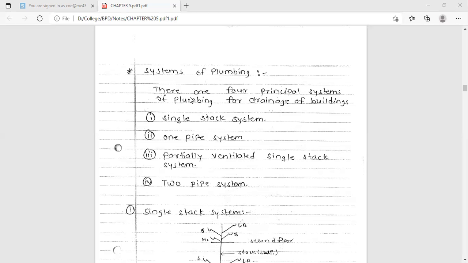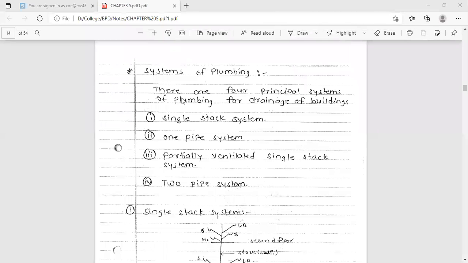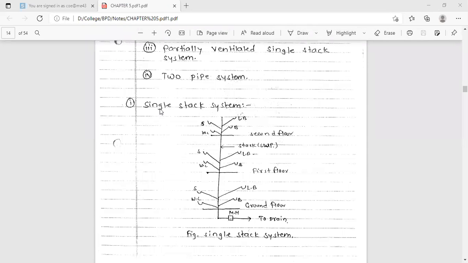Four systems are there here. First one is the single stack system, second one is the one pipe system, third one is the partially ventilated single stack system, and last one is the two pipe system. So we will discuss one by one here. Firstly, we are going to discuss the single stack system.